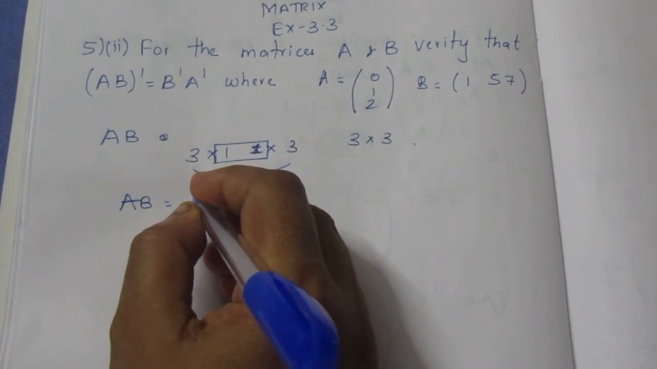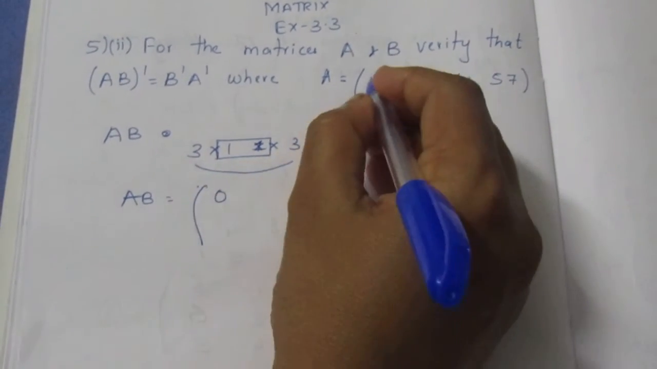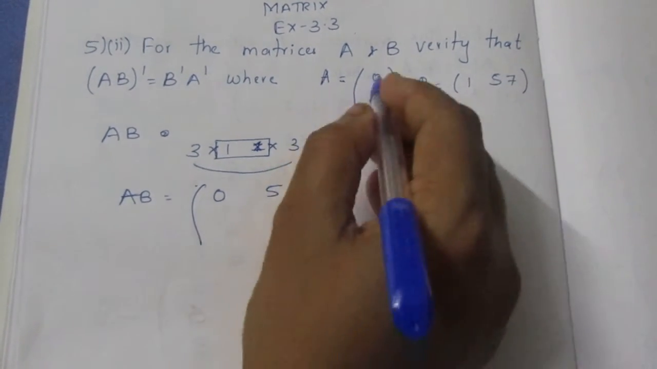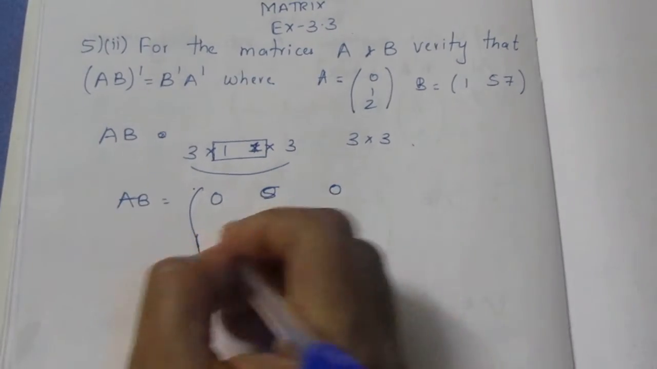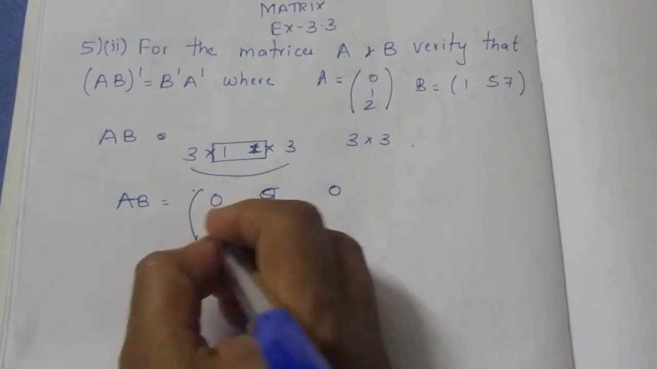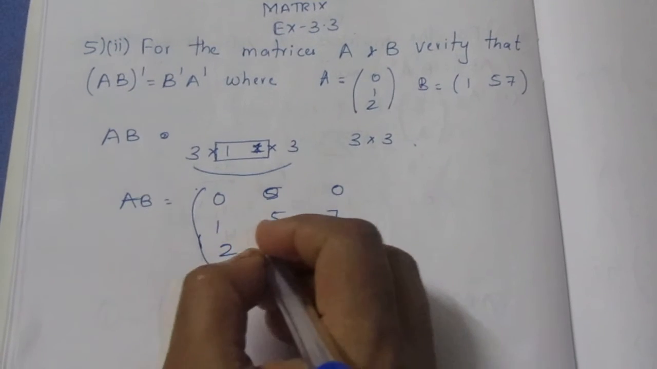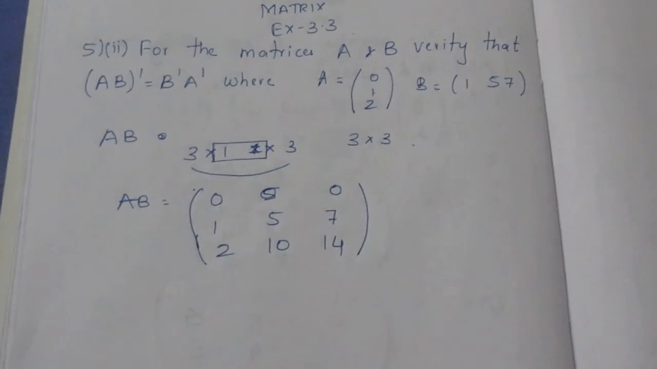For multiplying AB, first row with the first column, so here it becomes 0. First row with the second column, only one number, so it becomes 5. First row with the third column, 0 into 5 is 0, so everything becomes 0. When I multiply with 1, it becomes 1, 5, 7. When I multiply with 2, it becomes 2, 10, 14. Now we have found AB.